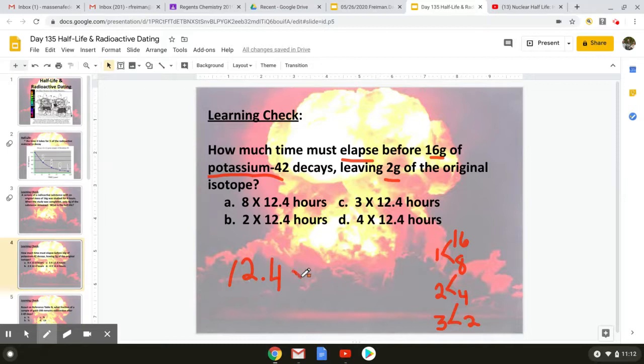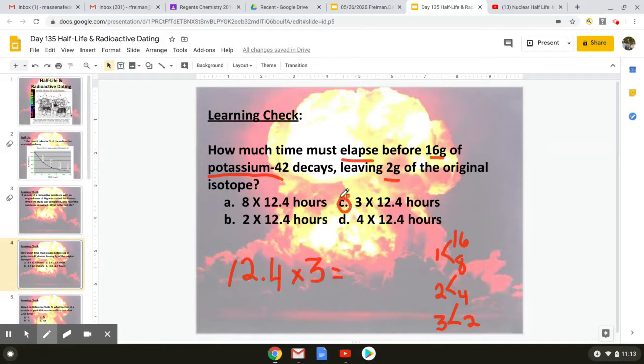If one half-life takes 12.36 hours or 12.4 hours, then 3 half-lives would just be this equation. You take the half-life time multiplied by the number of half-lives, and it gives you the total time that you have watched the decay. So our answer here is choice C.